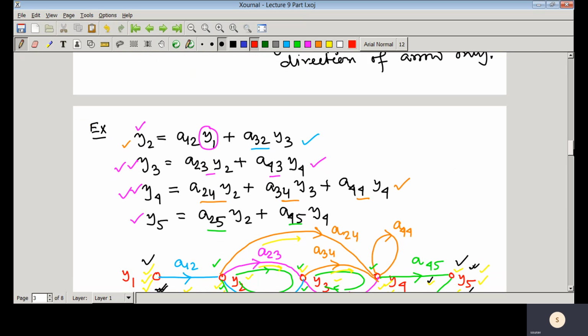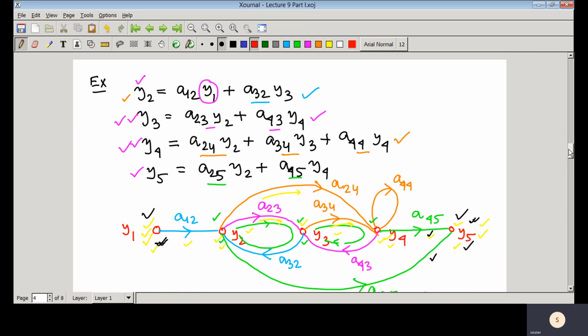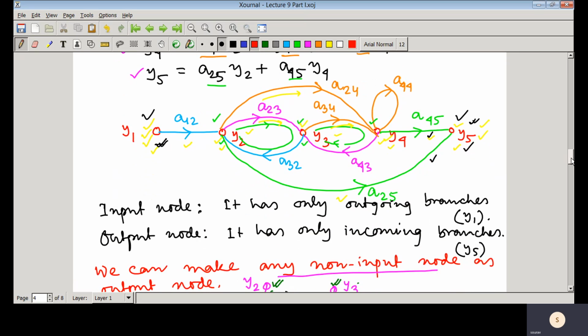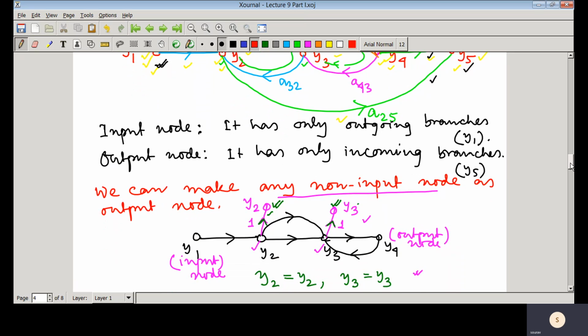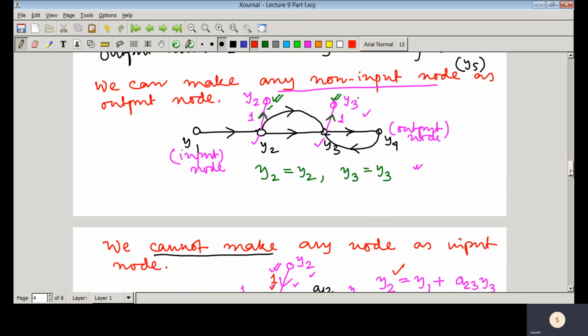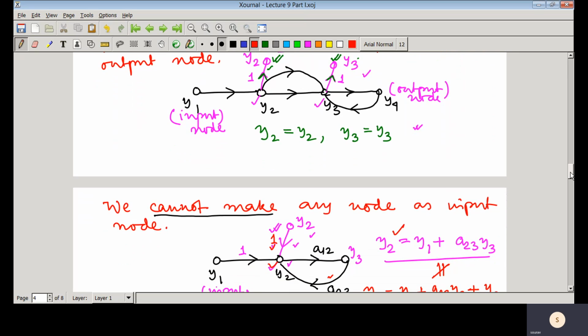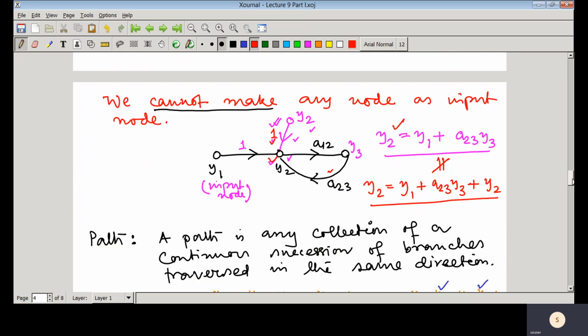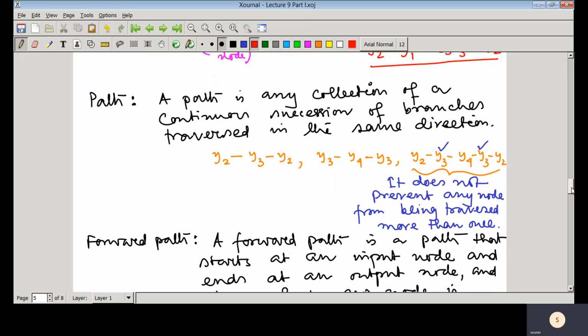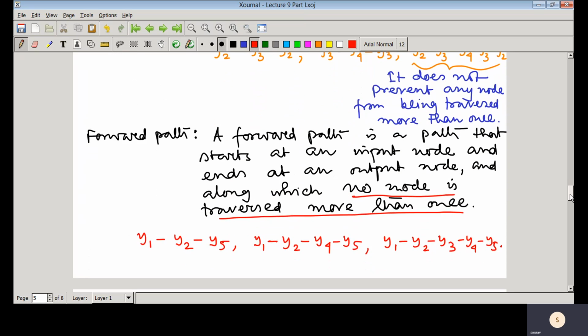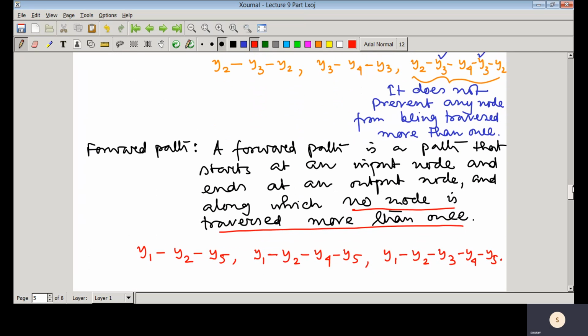And then we have taken one example, a set of algebraic equations, and how they can be represented by a signal flow graph. And we have started discussing some terminologies, and here we have shown that any non-input node can be made an output node, but it does not hold for an input node. And we have discussed path and forward path. So next class we will be discussing the other terminologies like loop, path gain, and non-touching loops.